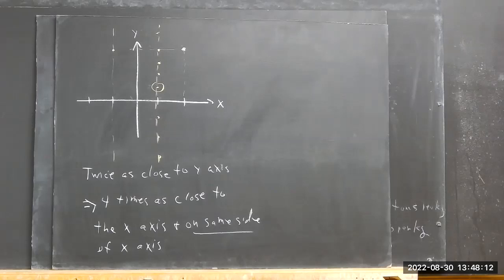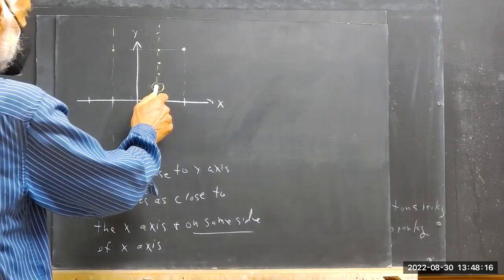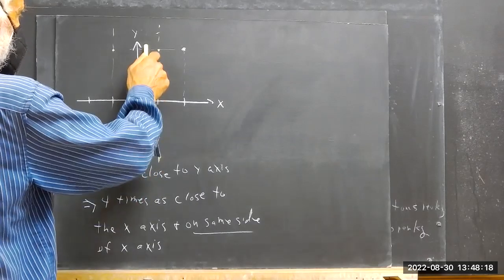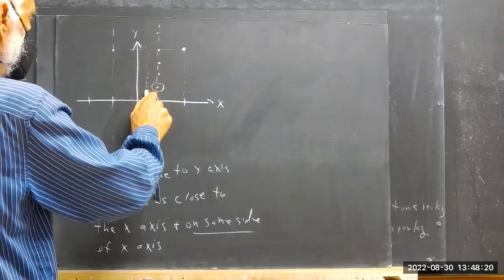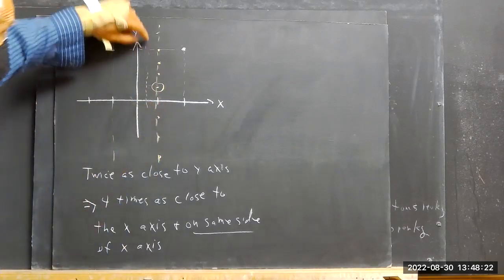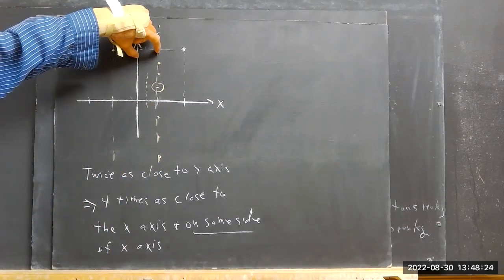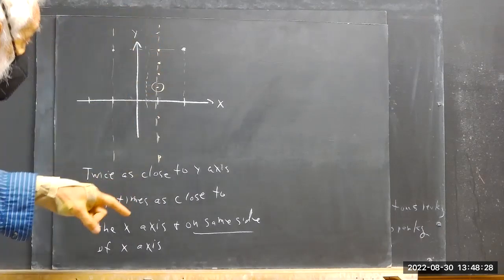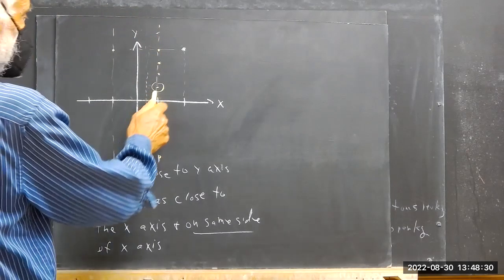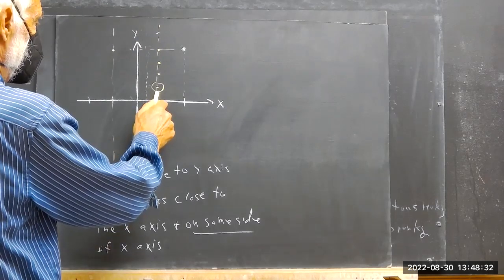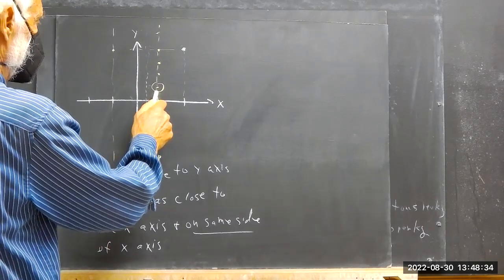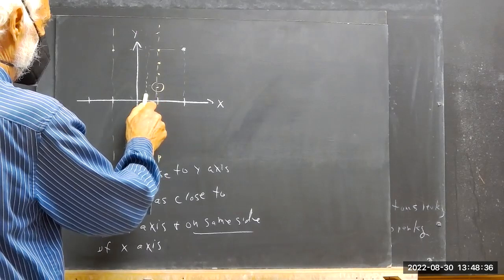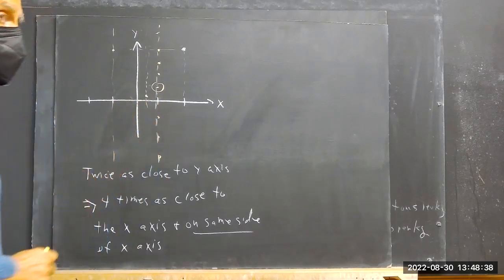I'm sorry, could you? I move twice as close to the y-axis. That'll be along this line, because this line is twice as close as this one. Okay. And then 4 times as close to the x-axis. Well, twice as close puts you down here. 4 times as close puts you halfway between there and there. It's going to be like here. Okay.